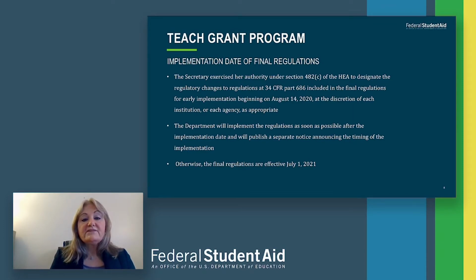The Secretary exercised her authority under the Higher Education Act to designate the regulatory changes to regulations at 34 CFR Part 686, which is the Teach Grant program, included in the final regulations for early implementation beginning on August 14, 2020, at the discretion of each institution or each agency as appropriate. The department will implement the regulations as soon as possible after the implementation date and will publish a separate notice announcing the timing of the implementation. Otherwise, the final regulations are effective July 1 of 2021.